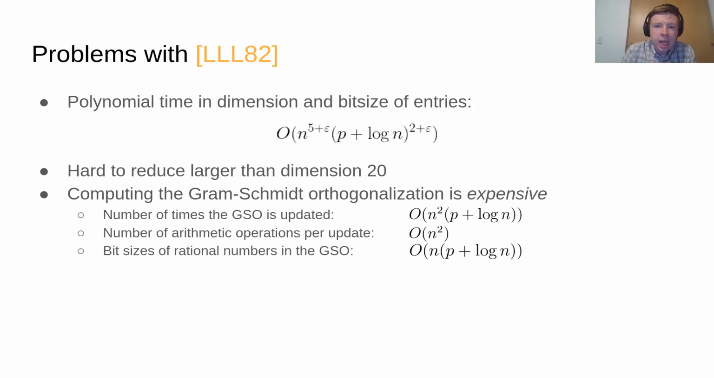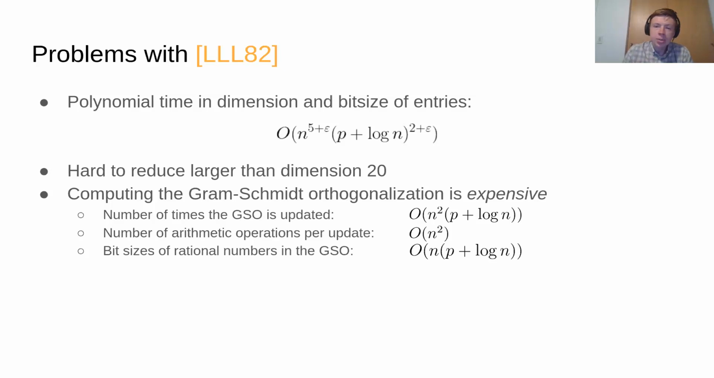Well, the polynomial time for this algorithm is quite large and quite expensive. Even using fast integer arithmetic, we have n to the fifth, where n is the dimension, and p squared, where p is the number of bits required to represent each entry in the basis. This makes it hard to reduce bases larger than dimension around 20, which limits the types of cryptanalytic problems we can try to solve.